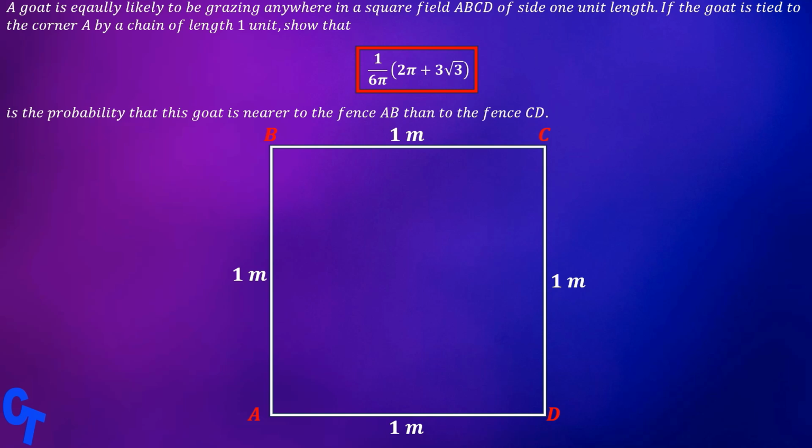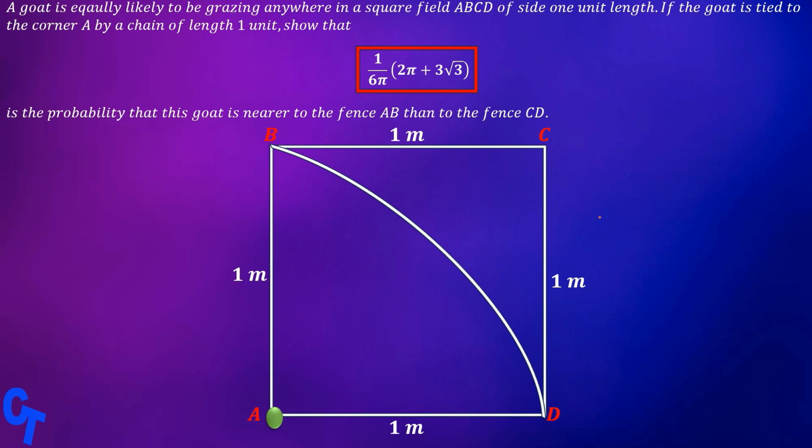The rope of the goat is tied at A. And you know that the length of the rope is 1 meter. So that means this is going to be the trajectory of the goat. If we look at our question, we need the probability that this goat is nearer to fence AB, or this goat should be near to this line.